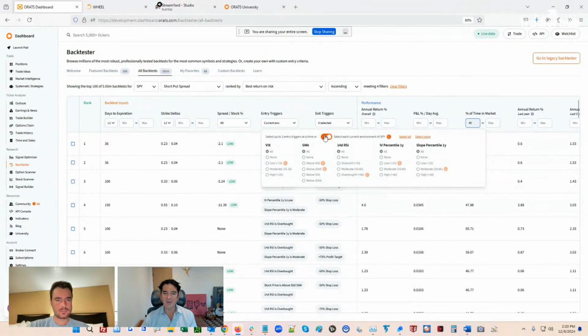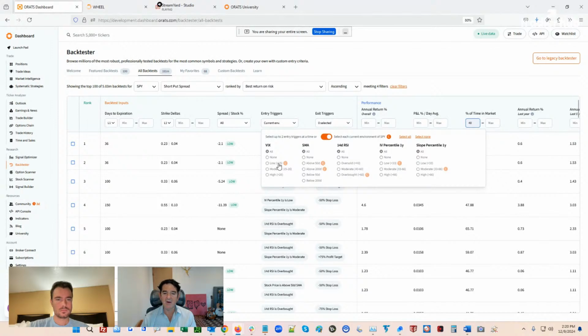So we could sort these by many different things, but we also have entry triggers. So I've selected the entry triggers for the current environment. So I want to find out which strategy works well in a current environment. And whereas this might be a different way to use the indicators, I think it's a very effective one in that what we do is we say where the main and popular indicators are right now.